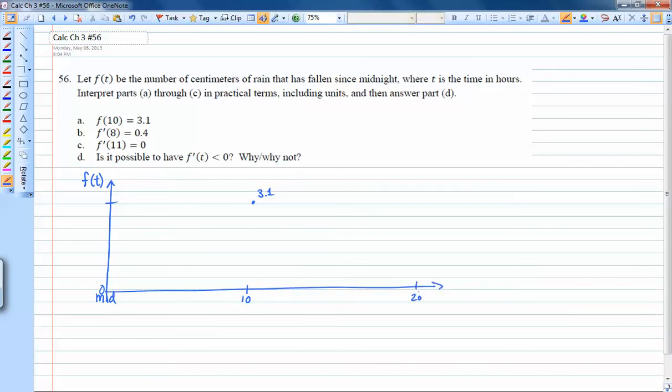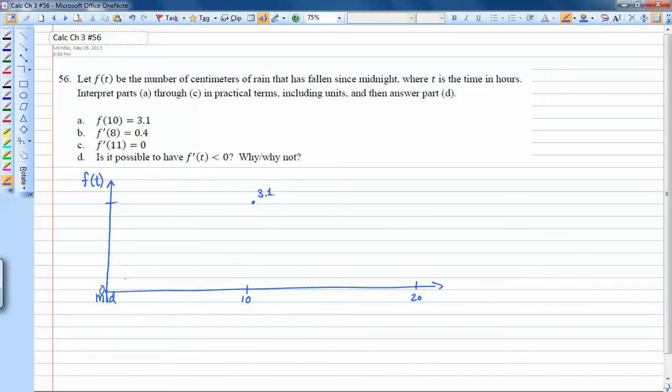So if you think about it, if it's the number of centimeters of rain that's fallen since midnight, then it's accumulating. As time goes on, f can only get bigger or stay the same. It's not how much rain is falling at that time. It's how much rain has fallen since midnight. So when in part A it says f of 10 is 3.1, that means that by 10 a.m., 3.1 total centimeters of rain have fallen. At midnight, nothing. You can't count anything yet because it's the amount of rain that's fallen since midnight. So at midnight, it's 0. You set it to 0.